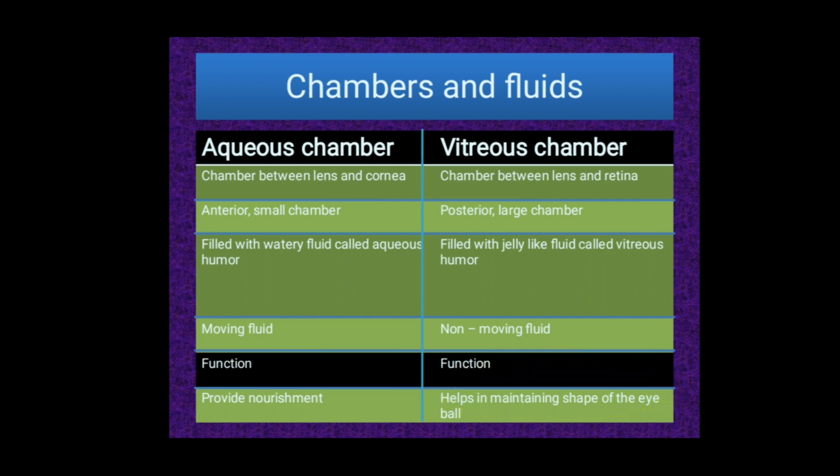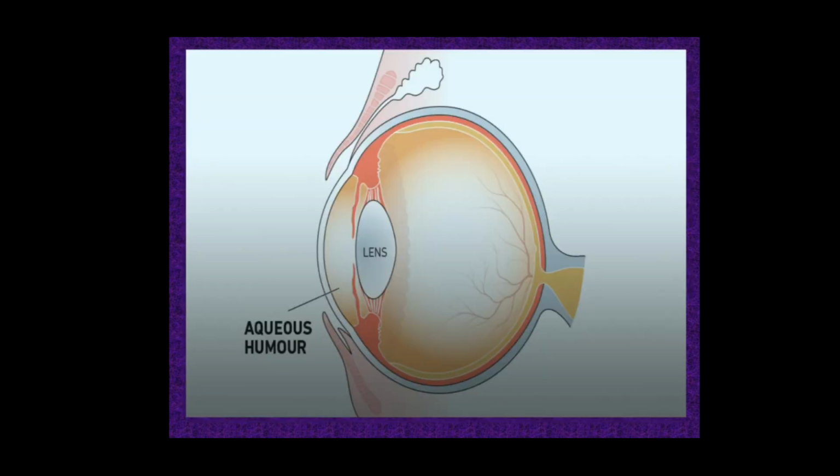So we have already discussed who give the firmness to the eyeball, sclera, isn't it? So the supporter of the sclera is actually the vitreous humor, which fills inside the backside of our eyeball, providing the ball-like shape. So these are the two chambers.